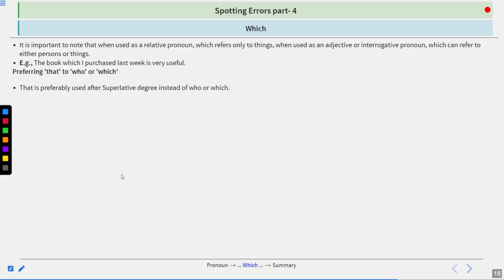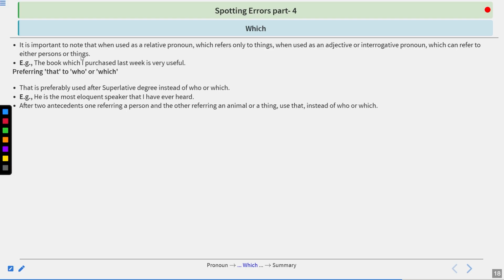Preferring that to who or which. That is preferably used after a superlative degree instead of who and which. So if you find any superlative degree, use that. After two antecedents, one referring to a person and the other referring to an animal or a thing, use that instead of who or which.